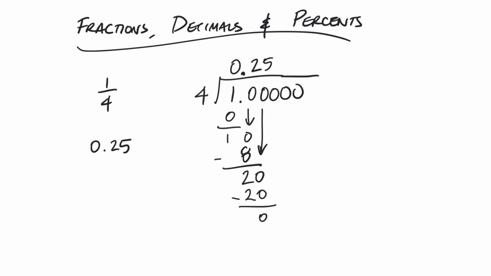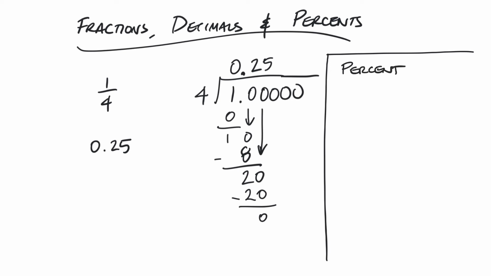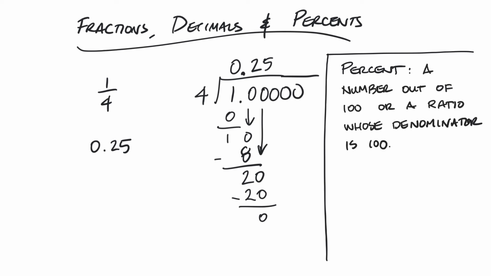Now, what is a percentage? The definition of percent is it's a number out of 100. So here's our definition, a number out of 100, or it's a ratio whose denominator is 100, same idea. So this is the definition of percentage or percent. So if I have 5%, the number that's out of 100 is the 5 here, so it's 5 over 100.